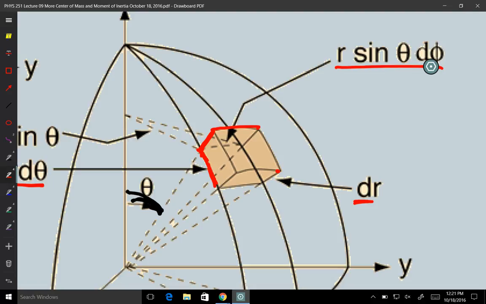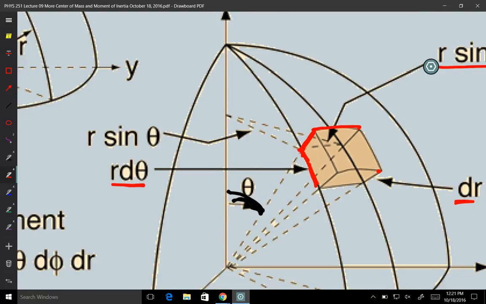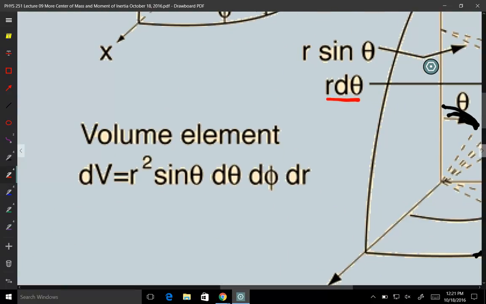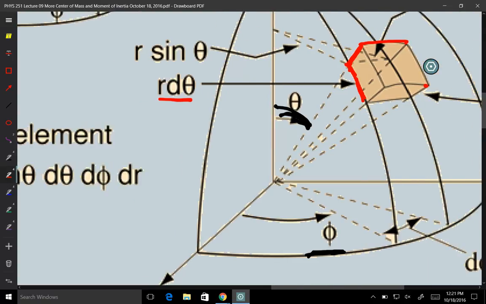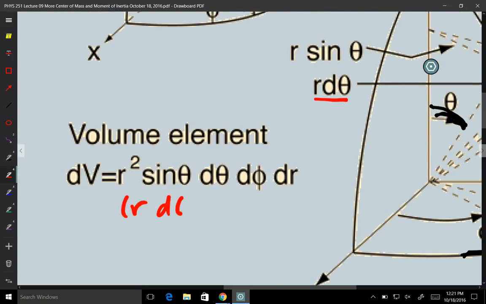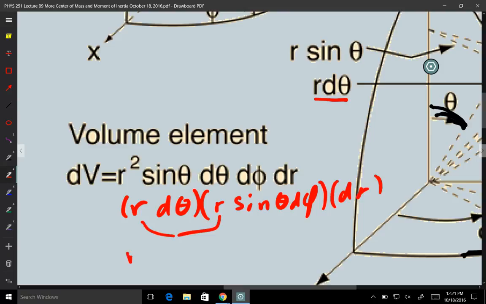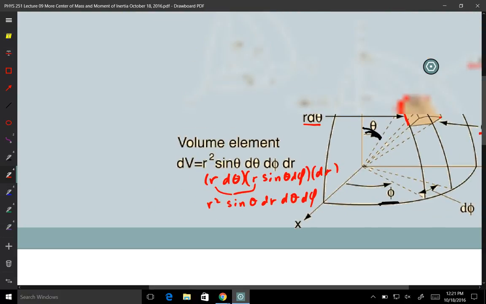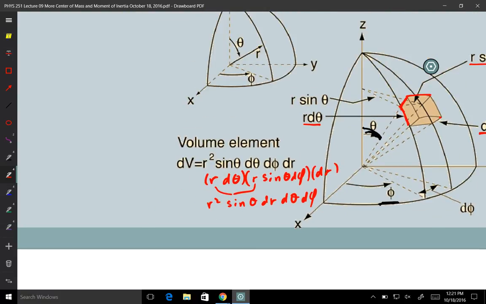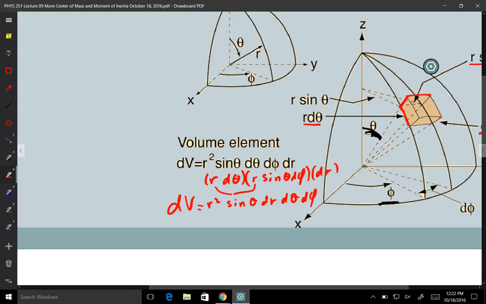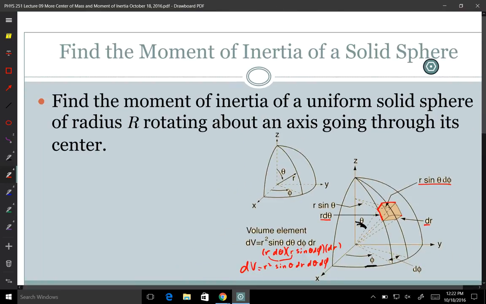And so to get dv, you have to combine all three of these. And combining all three, you get dv is equal to r d theta times r sine theta d phi times dr. So you have r in two different places: r squared sine theta dr d theta d phi. And so that's your dv term. Then you just go through like you did before. The key is to find r perpendicular.